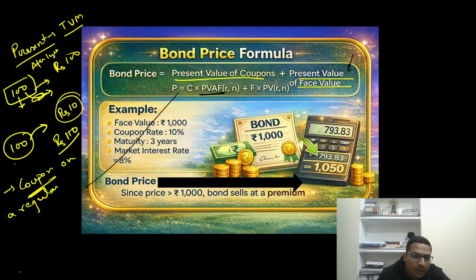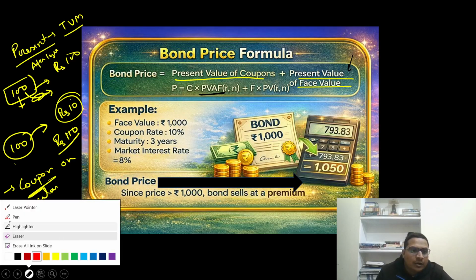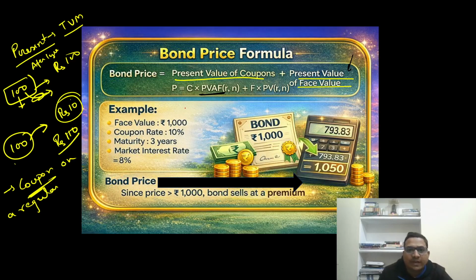The formula is not very important. It's very rarely asked in your exam, but just to have a better concept, the present value annuity factor can be written as 1 minus (1 plus R) to the power minus N, divided by R. So this is the present value annuity factor and the present value factor for the face value.